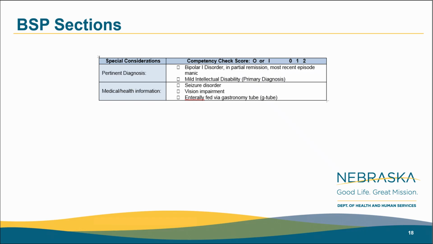This section contains a listing of any psychiatric diagnoses and any medical or health information that might impact the individual's behavior or that might impact the way we interact with an individual. In our example, Betty Boop has been diagnosed with bipolar 1 disorder. Betty also has a diagnosed vision impairment with blindness in the left eye, and she also receives her nutrition and hydration enterally via a gastrostomy tube or G-tube.